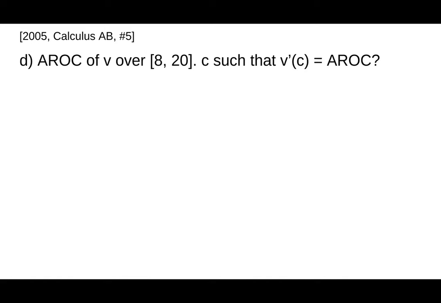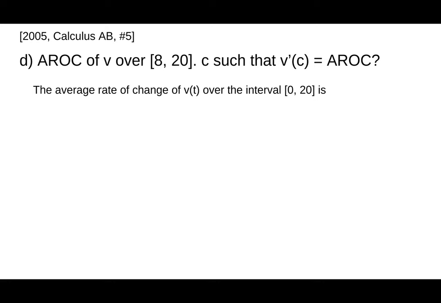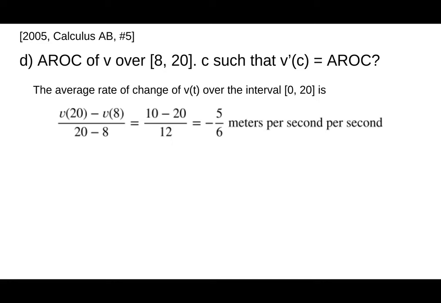In part D, we are asked to find the average rate of change of the velocity function over the interval from 8 to 20. Then, we are asked to determine if there exists a c such that v prime of c is this average rate of change, or at least we're asked to determine if that c is guaranteed. Right, well, first we have to find the average rate of change of v over the interval from 8 to 20. So we can do that just by using a formula for average rate of change.